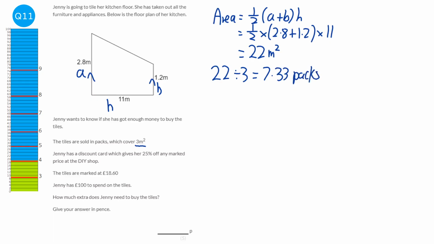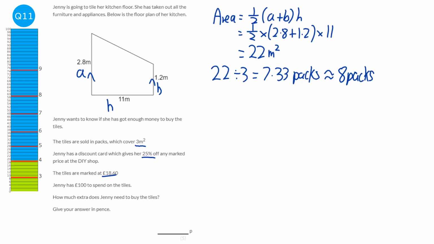Now obviously you can't get 0.3 of a pack or 0.33 of a pack. So we're going to have to get 8 packs and just have some left over. So we'll need 8 packs in total. Okay, the next thing we look at is the fact that Jenny has a 25% discount. So we need to find out what 25% discount would do to the £18.60 for the tiles, or for the pack of tiles.